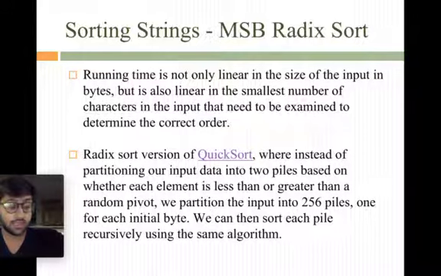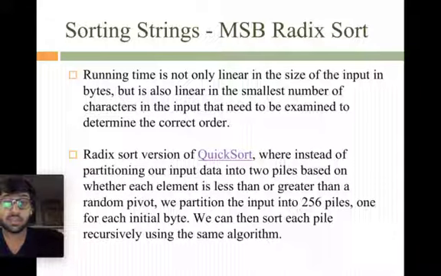So for the MSB radix sort, the running time is not only linear in the size of the input bytes, but it is also linear in the smallest number of characters in the input that need to be examined to determine the correct order. This is quite similar to the example we had seen in the beginning, where we had three character strings. A lot of options could simply be eliminated because they had already been sorted by the first character or the first two characters, and we did not need to compare the third one or the second one. So the MSB radix sort algorithm is very helpful for sorting strings.